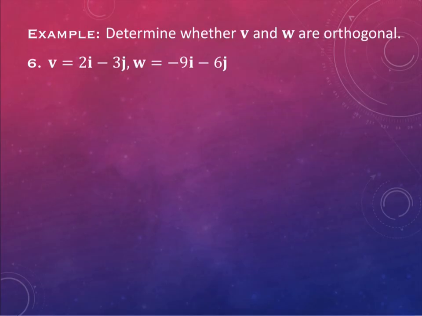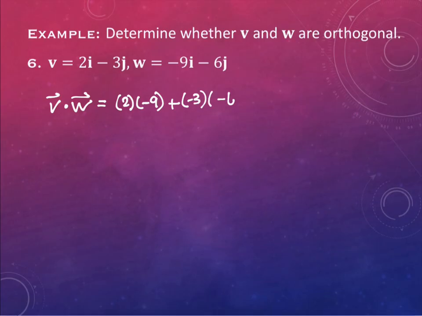All right, so let's figure out what the dot product is. So v dot w. So what will this look like if I write it out? 2 times negative 9 plus, good, negative 3 times negative 6. And what happens when we do both of these multiplications? Well, we get negative 18 and positive 18. So we do, in fact, get 0. So these are orthogonal.